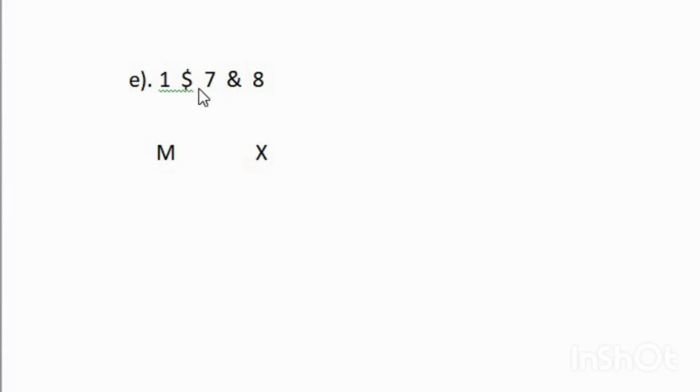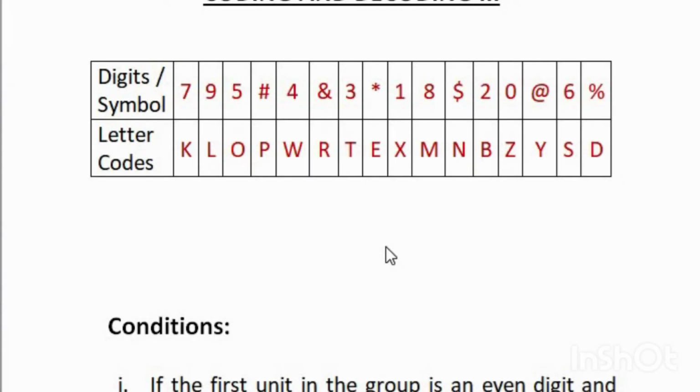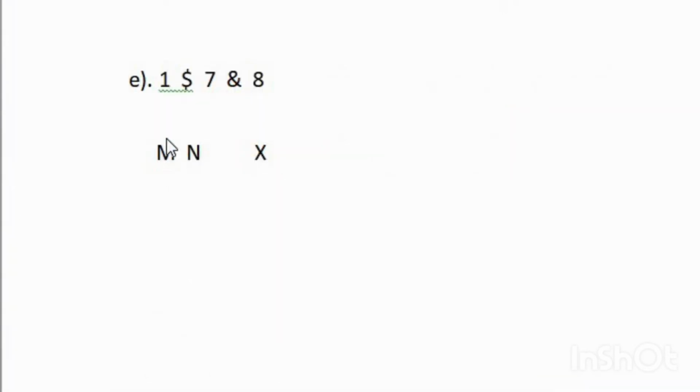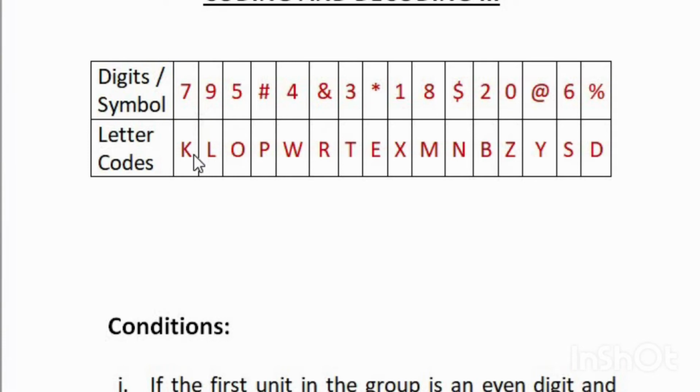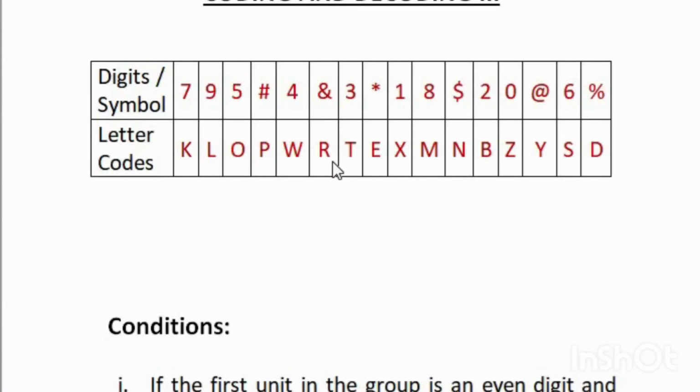Now the rest remains the same. The letter code for dollar from the table is N. So dollar can be replaced with N. Now the next unit is 7. The letter code corresponding to 7 is K. So instead of 7 we can write K. And for the symbol and, the letter code is R. So and should be replaced with R. So the answer is MNKRX.